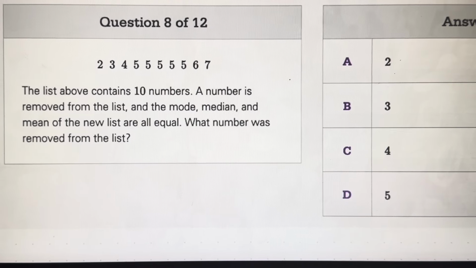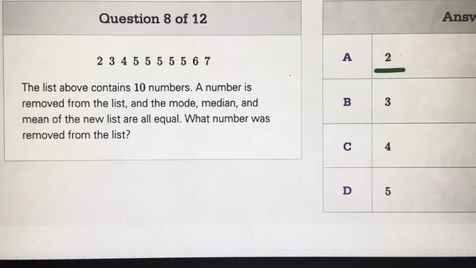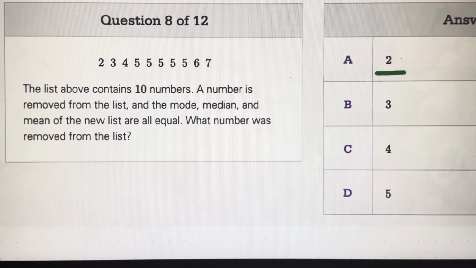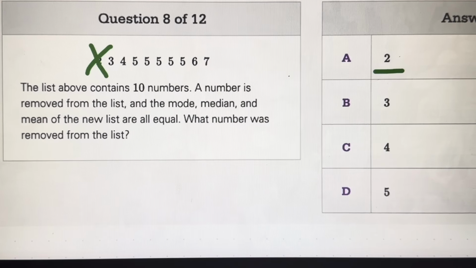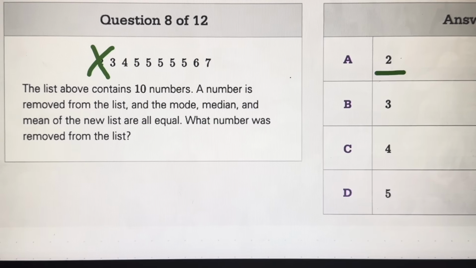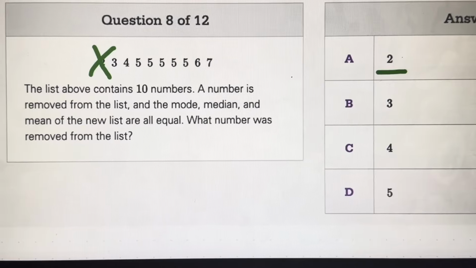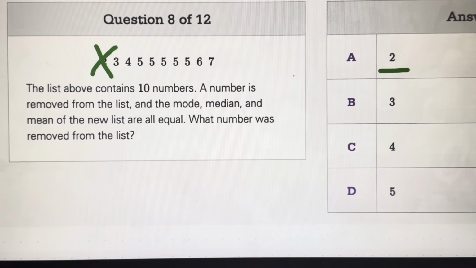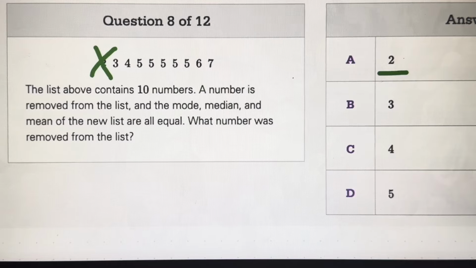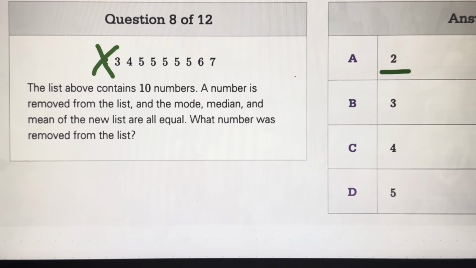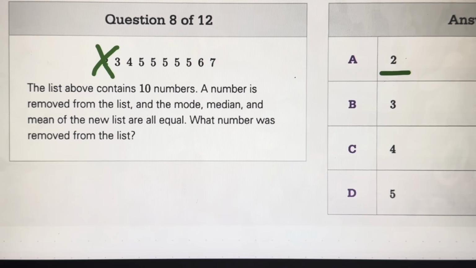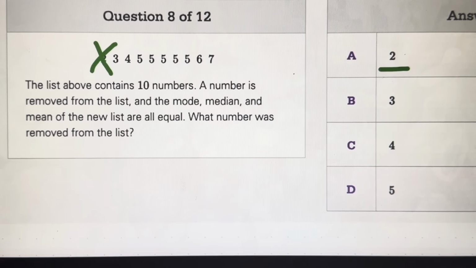We're going to start with answer choice A, 2. So let's remove 2 from the list. 2's gone from the list. Now let's calculate the mean, the median, and the mode and see if they're all equal. If they're all equal, it's A. If not, we can get rid of it and move on to the other answer choices. Does that make sense?